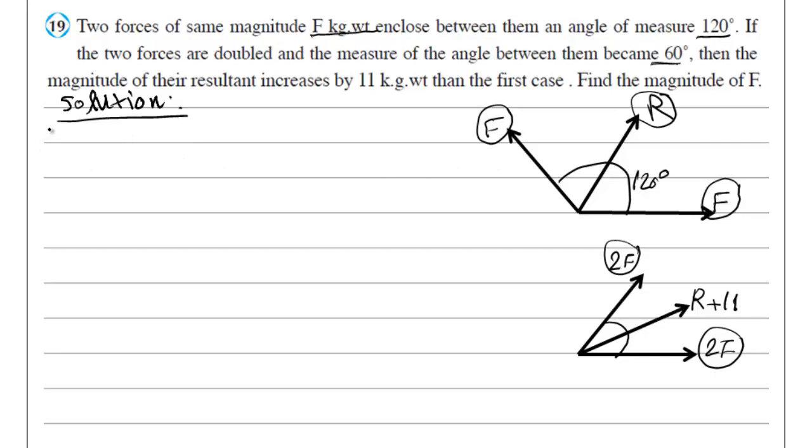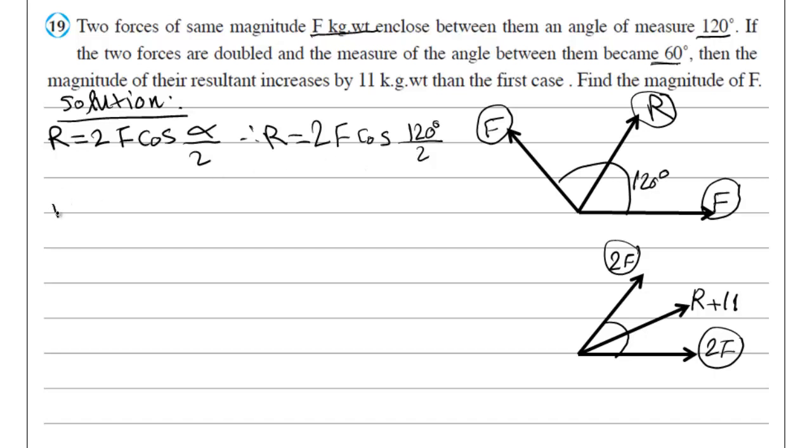First, we write the rule R equals 2F cosine alpha over 2. Here alpha equals 120, and the magnitude of the force F is F according to the given. So we can say R equals 2F cosine 120 over 2. Just substitute in degrees.